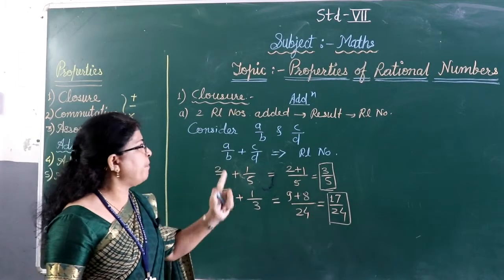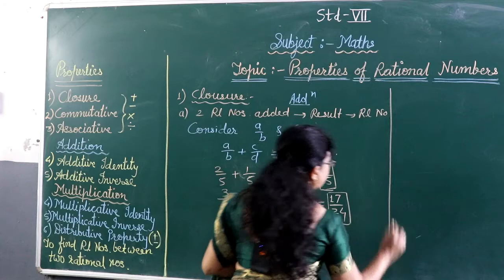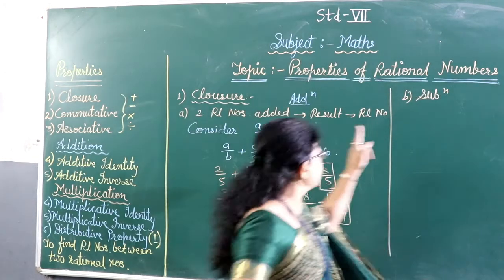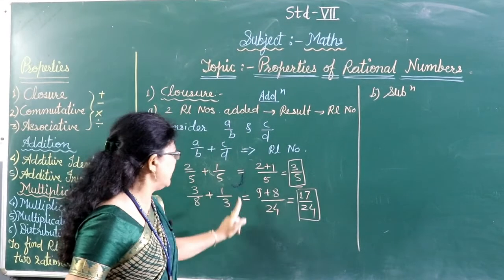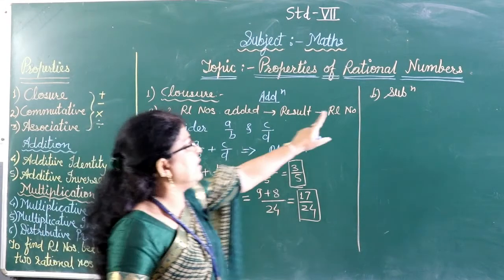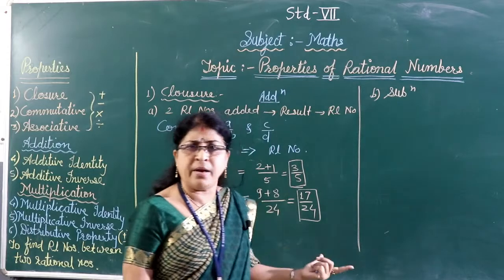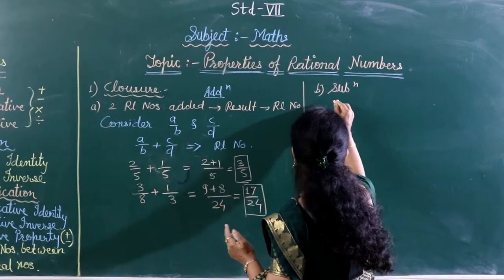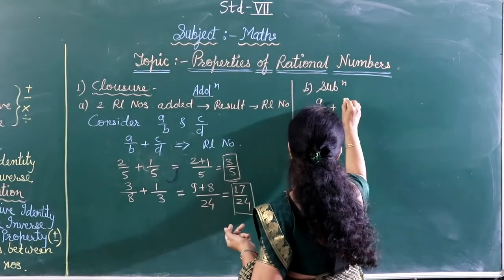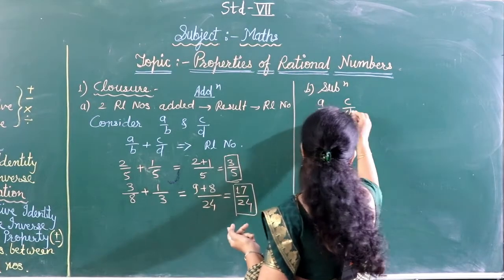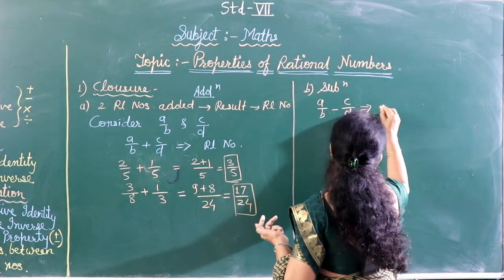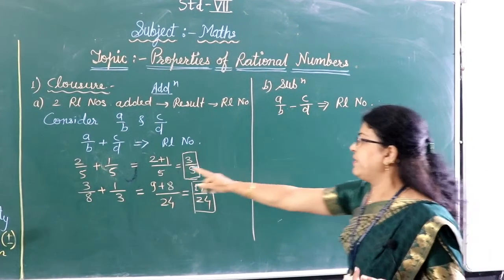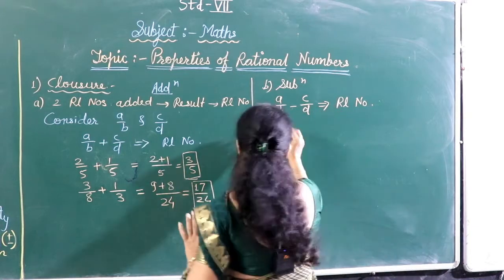Understood? The same property we will now apply for subtraction. B is for subtraction. We will use the same rational numbers. Instead of addition, now for subtraction what sign will come? Simple, only the subtraction sign. So let us consider the same: A upon B minus C upon D. Whatever result comes is also a rational number, right? Now instead of A by B and C by D, we will check with these fractions.